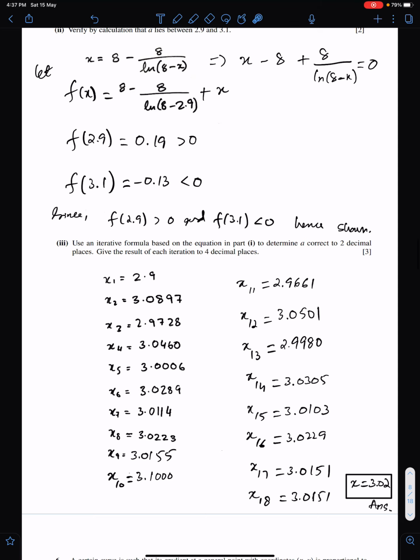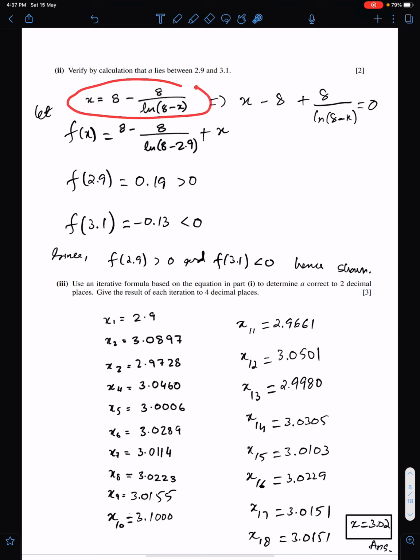Now, the next part. Use an iterative formula. You have to form the iterative formula with the help of this equation. You just need to write n plus 1 here and n here. Use an iterative formula based on the equation in part 1 to determine a correct to 2 decimal places. Give the result of each iteration up to 4 decimal places. So when you write n plus 1 here and n here, this will be the required iterative formula. The x1 value is 2.9. Now you just need to do iteration.